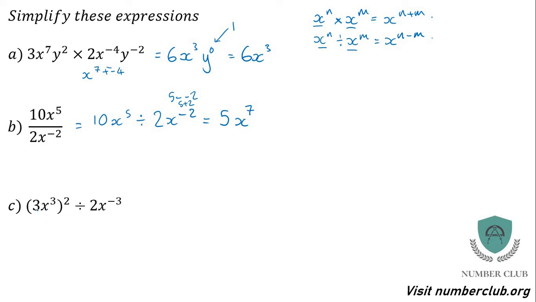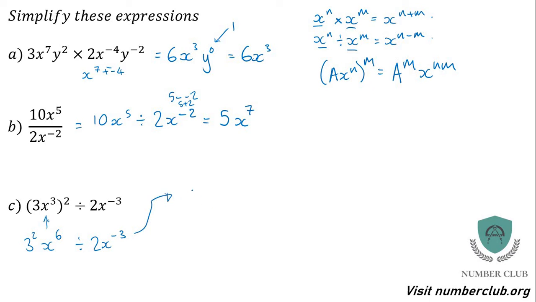Okay, next. What happens if you've got a bracket and then a power applied to the bracket? Well, if you have ax to the n all raised to the power of m, you use the power on the number and then multiply the powers. So use the power times the powers. With this chunk here, we're going to have 3 squared x to the power of 3 times 2, which is 6. And that's still going to be divided by 2x to the power of -3. Now 3 squared is 9, x to the power of 6 divided by 2x to the power of -3.